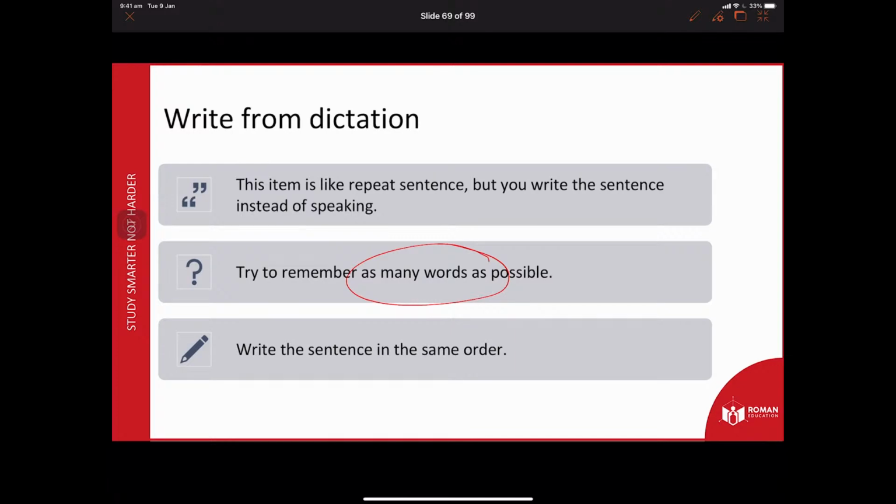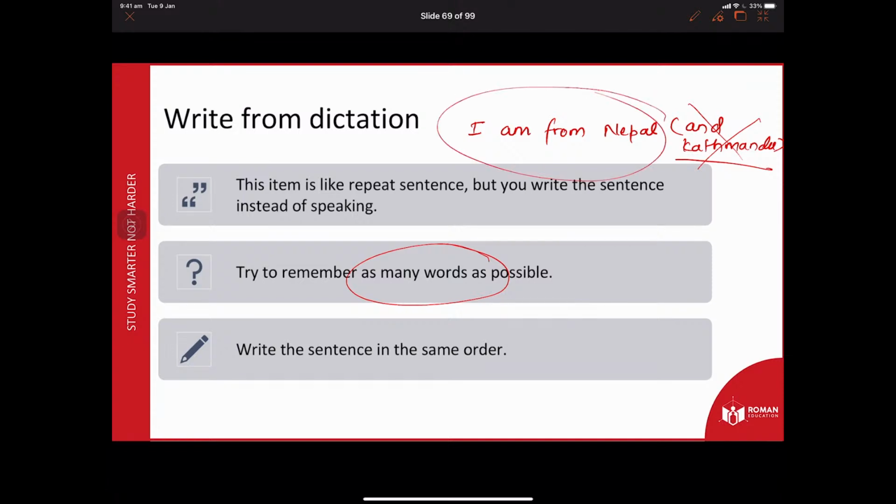But let's say you write I am from Nepal and Kathmandu, then you will get 4 out of 4. Now you might be wondering, the actual sentence is, let's say, I am from Nepal. This is the actual sentence the speaker said. And if you write I am from Nepal and additional words, let's say and Kathmandu, what happens in your test is you are not penalized for any additional words. So it doesn't matter whether you wrote and Kathmandu or not. You will get points for these 4 words, which are exactly as it was in the original sentence. So you get points for whatever you match with the original sentence.